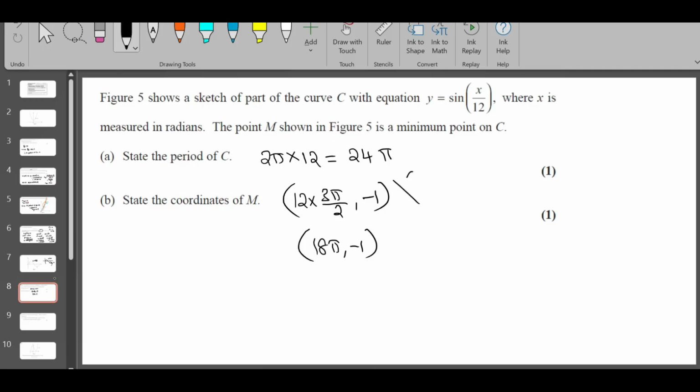It's just a one mark question. You don't need to show this working. Here also you don't need to show this.